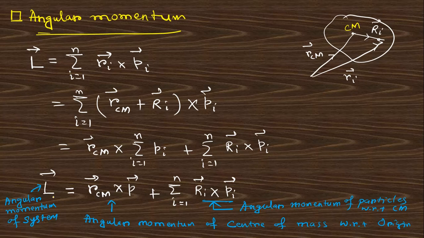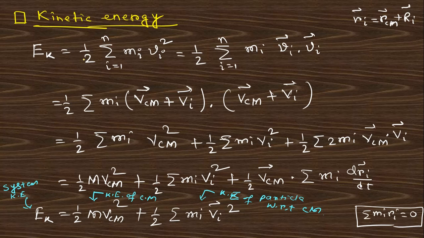So now we can write the angular momentum of the system of particles as the angular momentum of the center of mass with respect to origin plus the angular momentum of the particles with respect to center of mass. Okay. Similarly, you can write it in the case of kinetic energy, this is half m v square, and this is half m_i v_i dot v_i if you want it in vector terms.